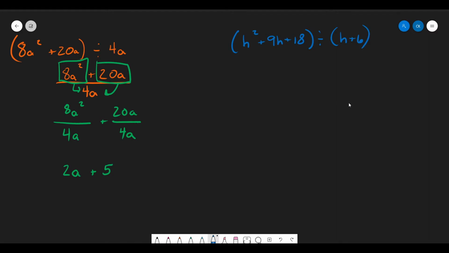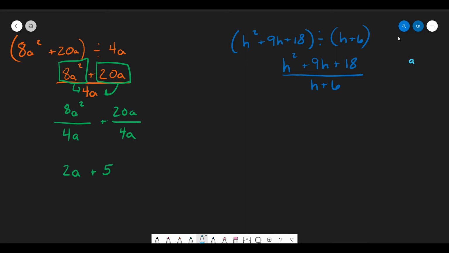So I can take this and rewrite this as h squared plus 9h plus 18 over h plus 6. Now, I don't do like I did here and take each term and divide it by the denominator. Here, if we remember back, I think it was section 3, or 2 maybe, what we have to do with this top, because this is a trinomial, we need to factor it. And we're going to look to see if we have any common factors on top and bottom. So we're going to take this top one, we're going to factor it, so we're looking for two numbers that multiply to get 18 and add to get 9.